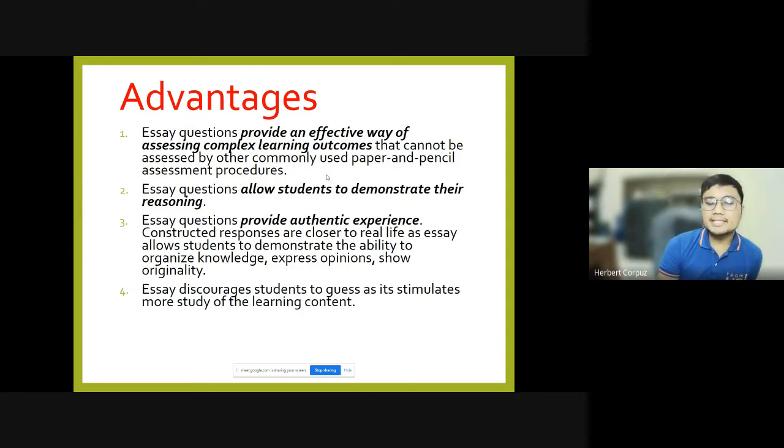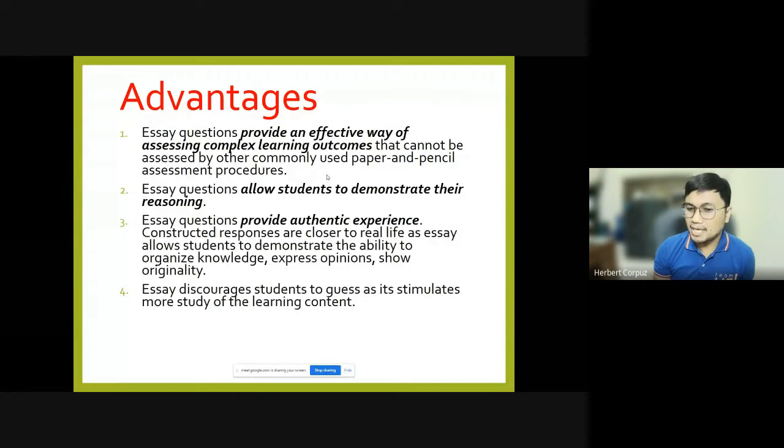Number 3, essay questions provide authentic experience because constructed responses are closer to real life as essay allows students to demonstrate the ability to organize their knowledge, to express their own opinion, and to show originality. That measures authenticity of a certain learning task, of a certain assessment type. Why? Because when you are going to express your opinion, that is a life skill that a student should learn. Our skill to express our opinions is being used by us every day of our lives. And that makes essay an authentic type of assessment. Showing originality will also make essay an authentic type of assessment.